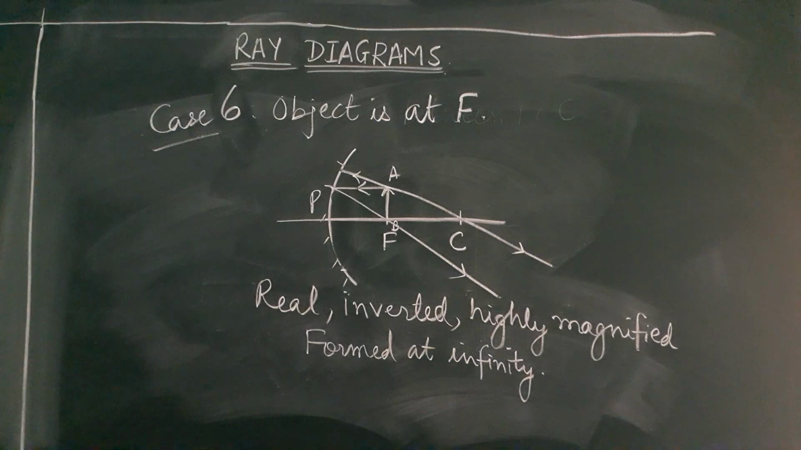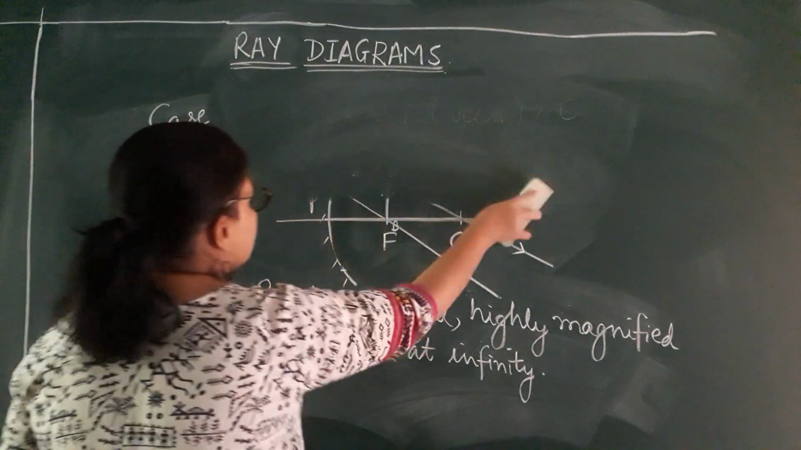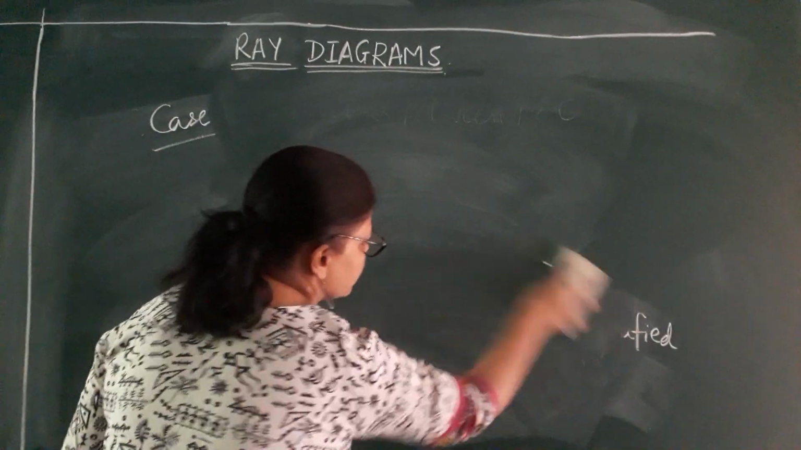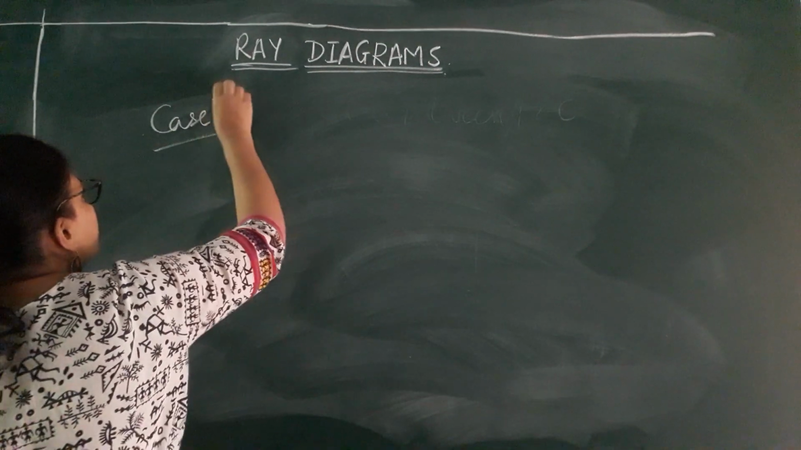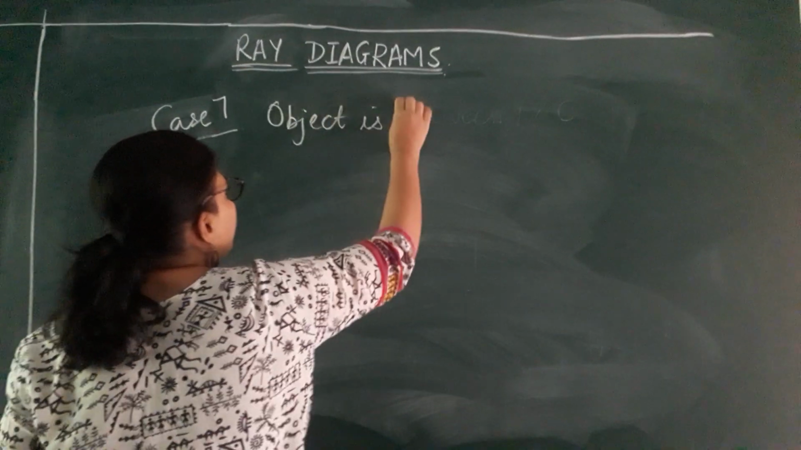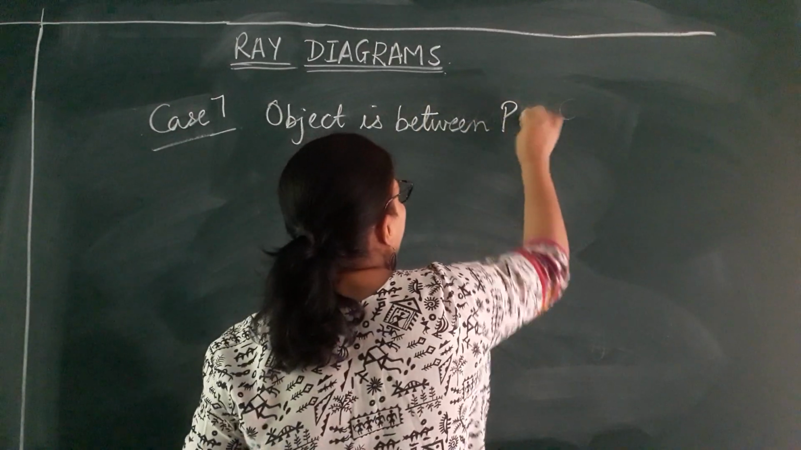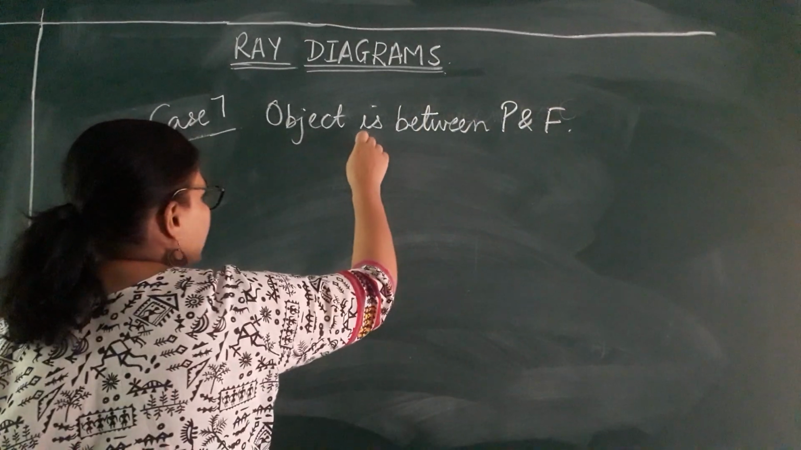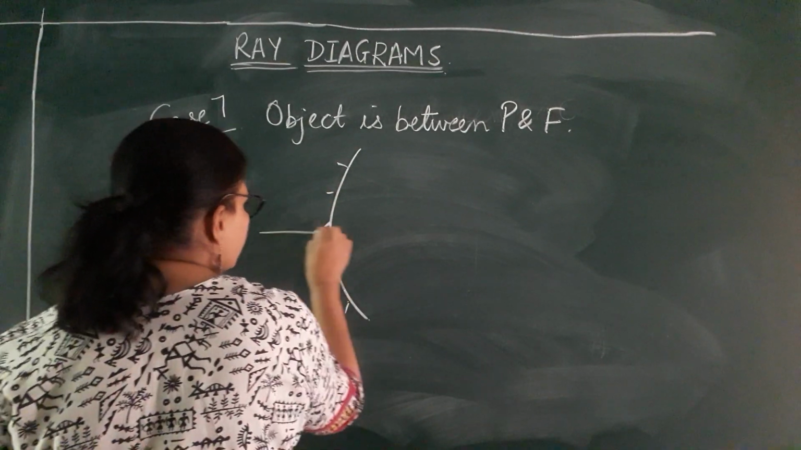And now we move on to the last case, and that is a special case for concave. You will see why I call it special very soon. Now, in this case, children, the object is between the pole and the focus. So we come to case 7. Object is between P and F. P means pole and F means principal focus. I'll draw the mirror. I'll polish it from outside. I'll take the center point, draw a straight line.